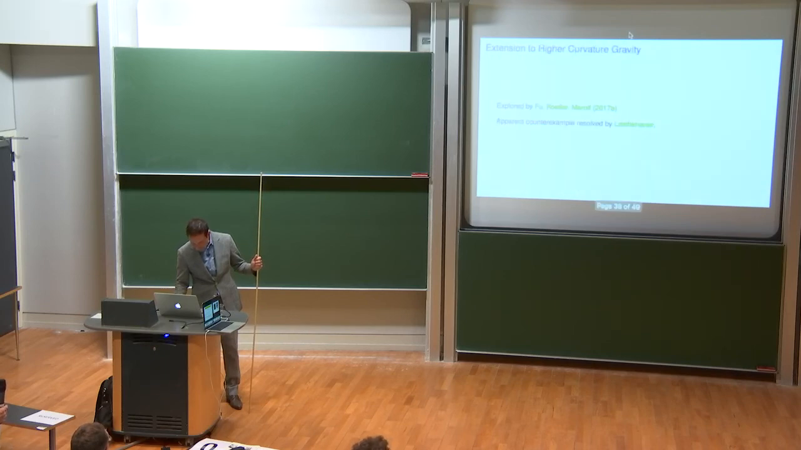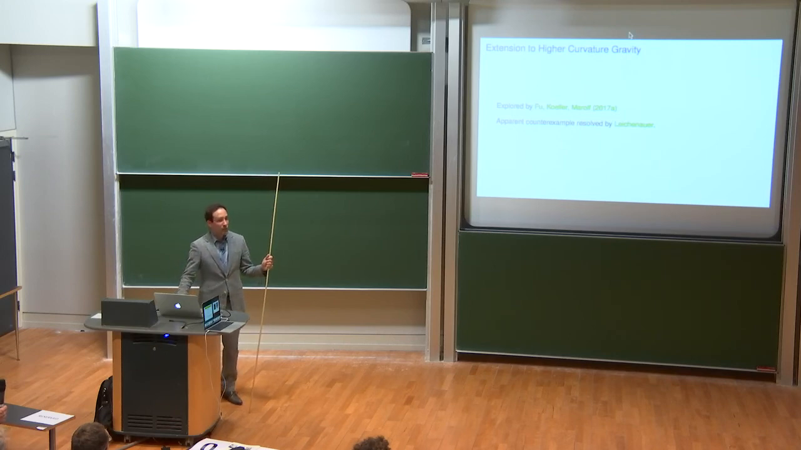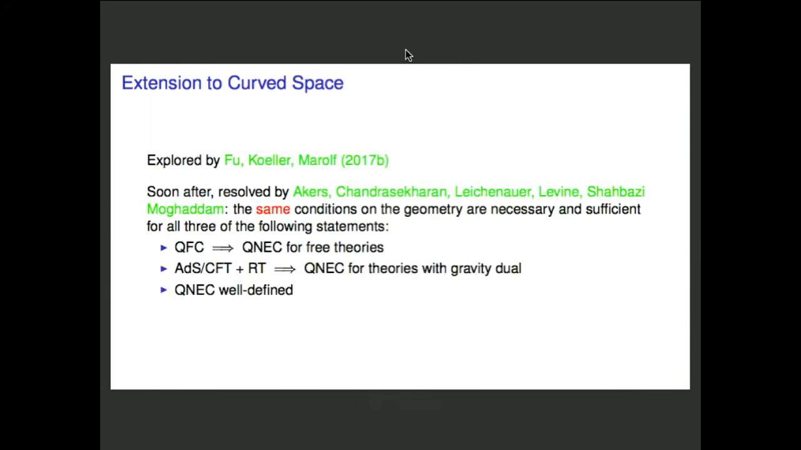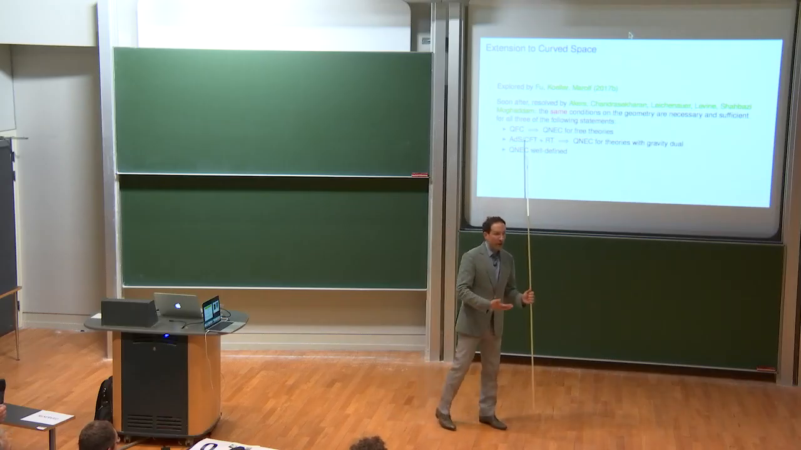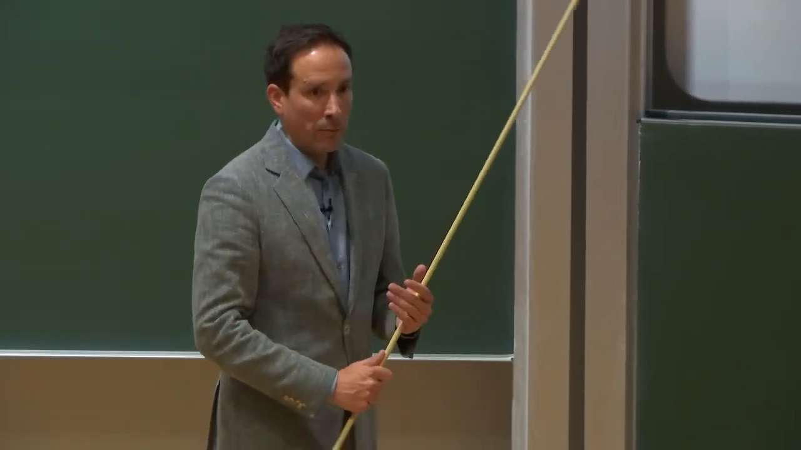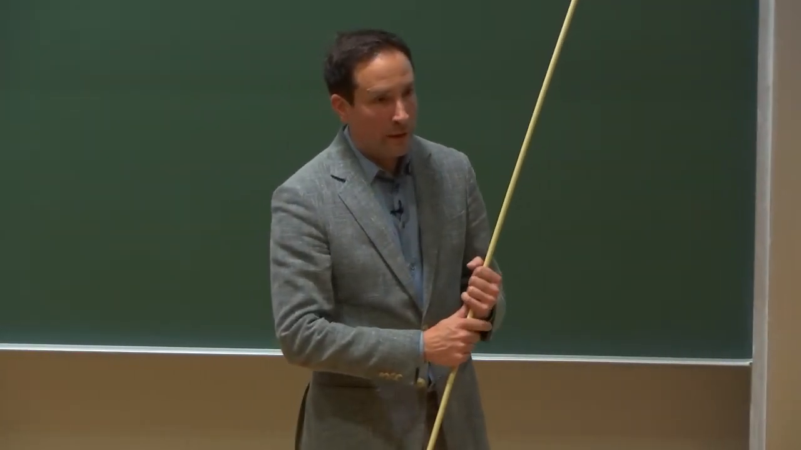Here we go. One was the extension to higher curvature gravity. That's where Don and friends claimed a counterexample. I guess I meant the other. And the other one is the extension to curvature. So you can now ask, more generally, can we find conditions that are broader than just null planes in Minkowski space, where this statement can be argued to hold and is well defined?